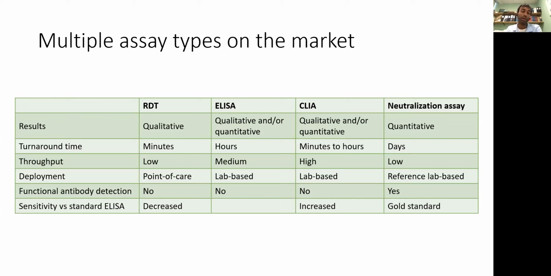And compared to the sensitivity of ELISA, the RDTs typically have lower sensitivity, and the chemiluminescent assays, based on their technological advances, tend to have higher sensitivity compared to the ELISA.